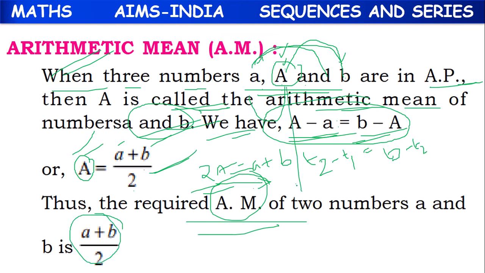Sometimes they may give the middle number or they may not give that middle term, but whenever we have two numbers like a, b, their arithmetic mean will always be equal to (a plus b) by 2, the sum of the terms by 2. This is the formula for arithmetic mean.